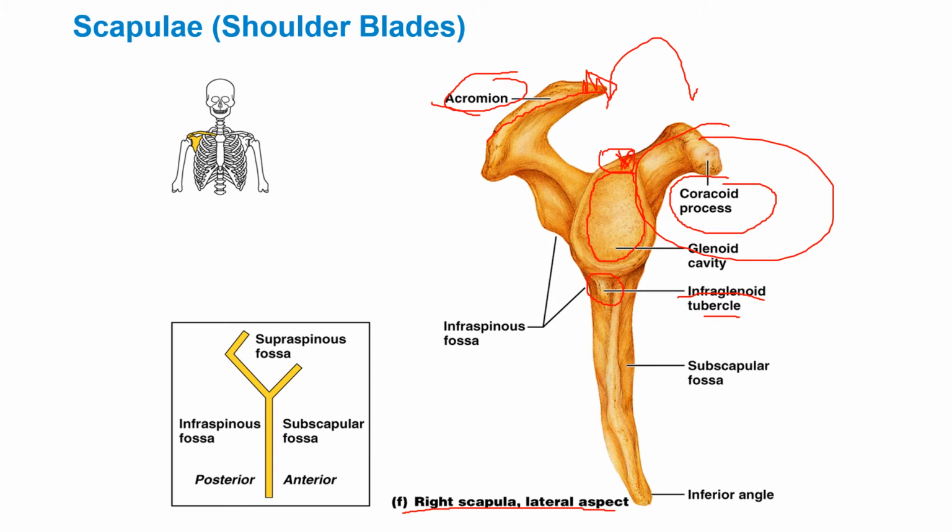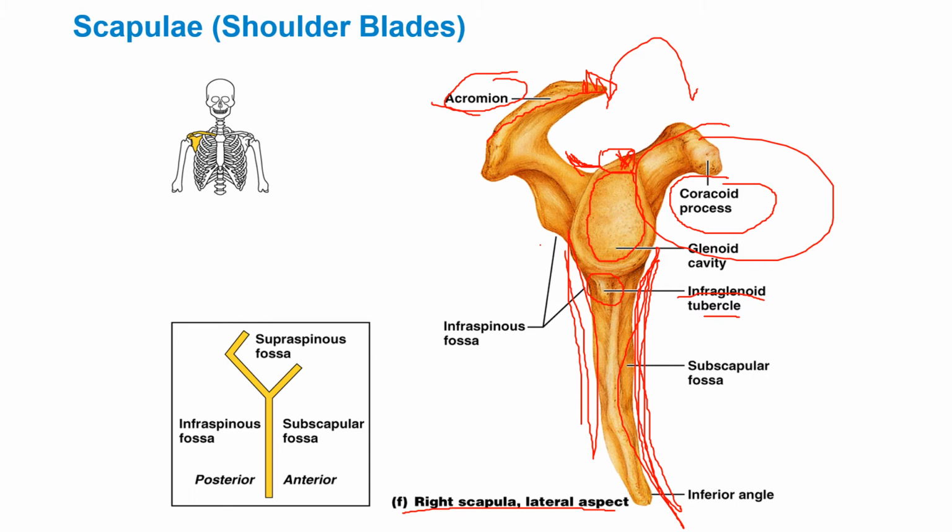Okay? The subscapular fossa is underneath. That's for the subscapularis. The infraspinous fossa is for the infraspinatus. And you can't really see it, but the supraspinous fossa would be up here, and that is for the supraspinatus. So there are three of the rotator cuff muscles I just said. You have supraspinatus, infraspinatus, subscapularis is one of them, and the T is the teres minor.